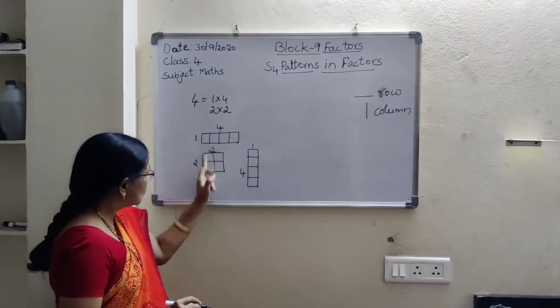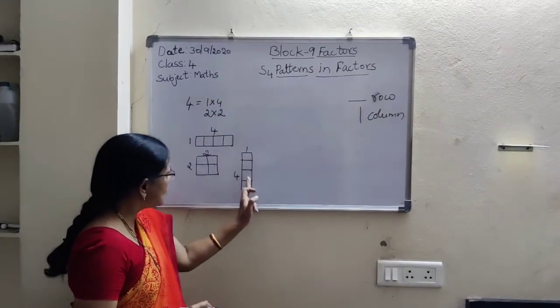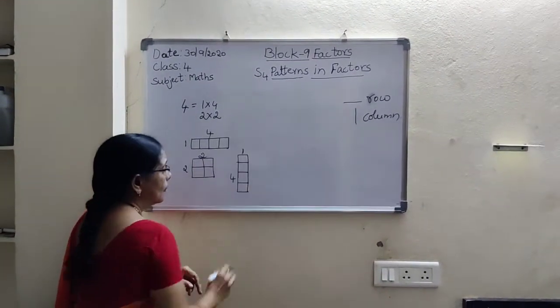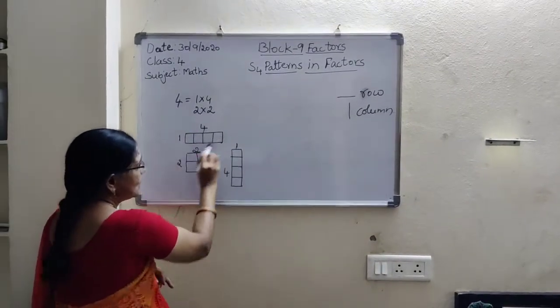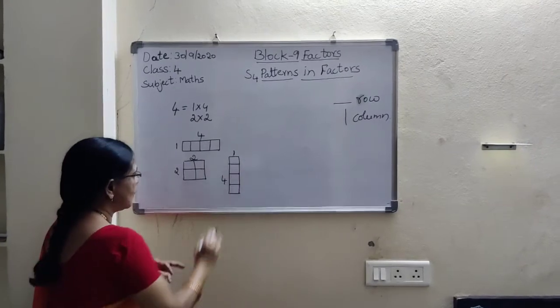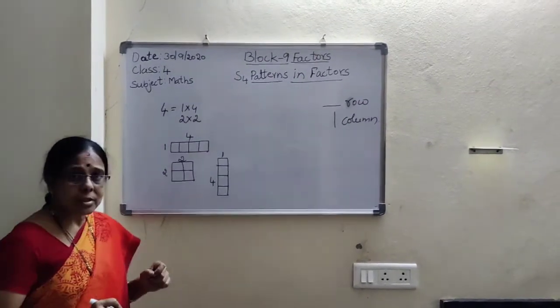2 rows, 2 columns, and 4 into 1 is 4 rows, 1 column. Okay, you will get this shape. Which type of shape is this, children? This is a rectangular shape. These two are rectangular shapes. This 2 into 2 you get, this shape is a square shape.